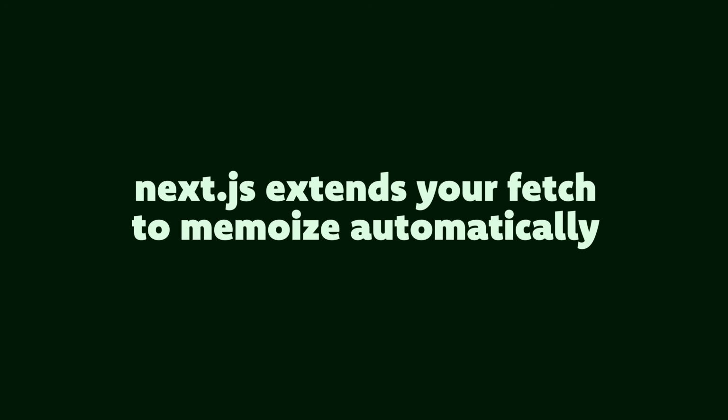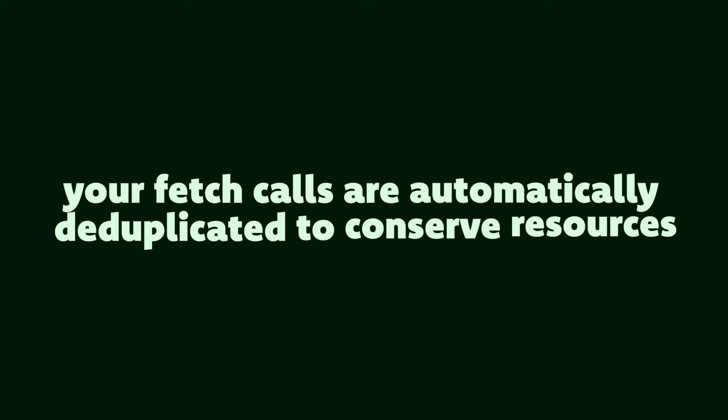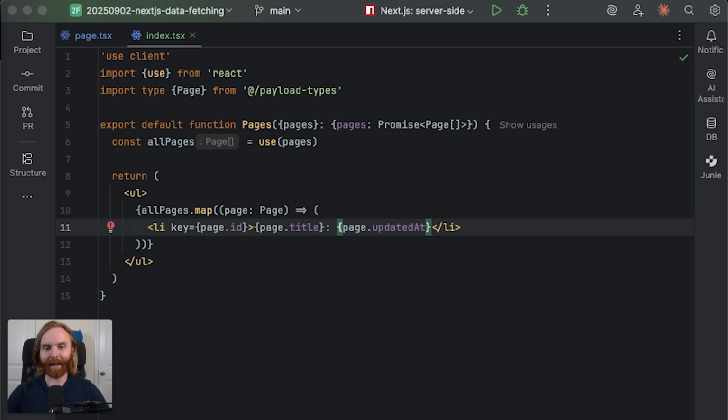By default, Next.js extends your fetch requests to memoize them automatically. That means that unless you opt out, your fetch calls are automatically deduplicated to conserve resources. And that memoization lasts the lifetime of the request. If you're not using fetch and are accessing your database directly, you can wrap your database call in a React.cache function to deduplicate your requests. Let's see that in action.